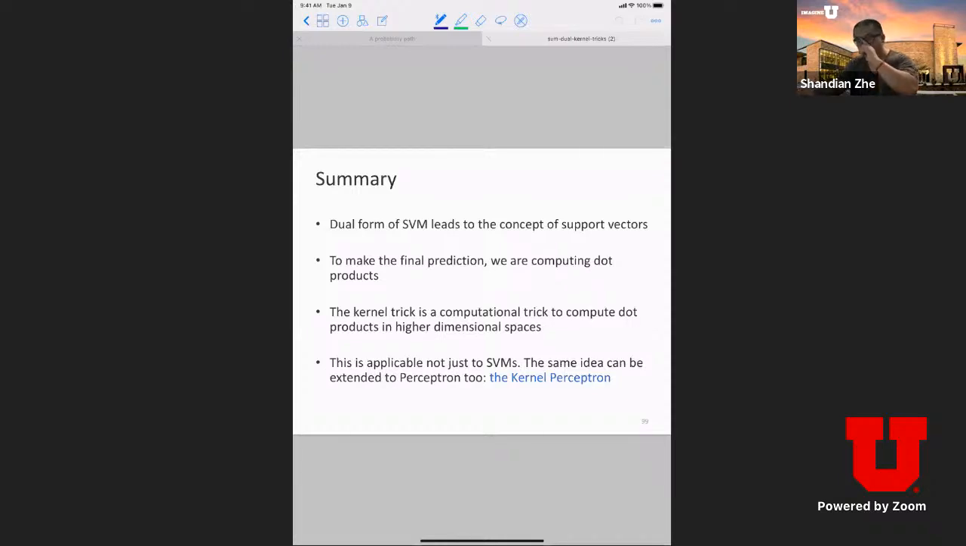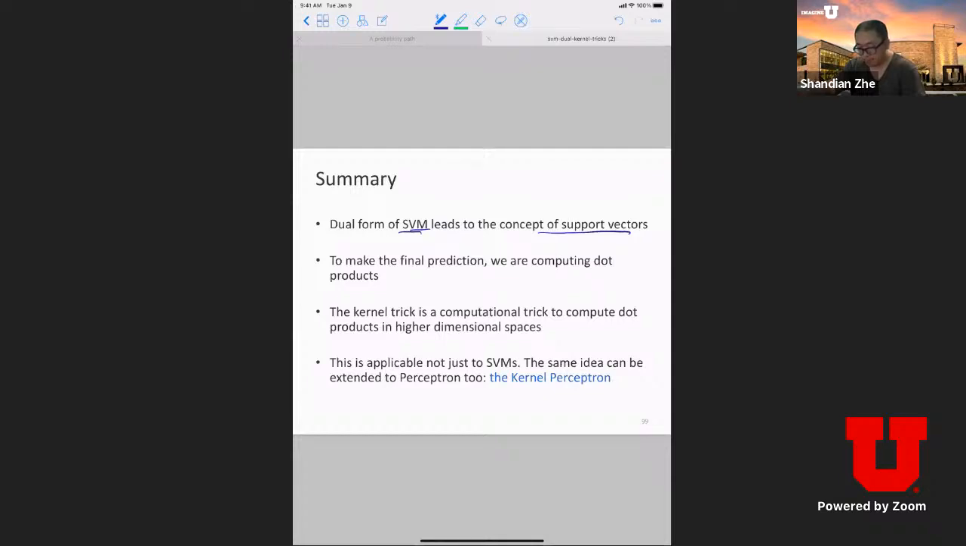Okay, to summarize, the dual form of SVM leads to the concept of support vectors. If you ask someone who says he knows SVM what the dual form of SVM is, and he doesn't know that, you can see that he's a liar. You don't know SVM at all. You really need to know the dual form of SVM.